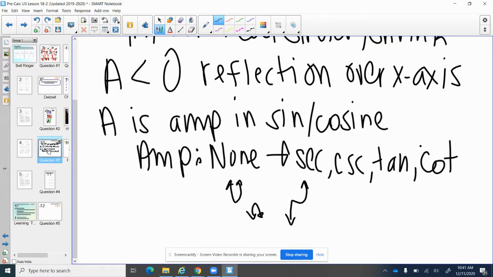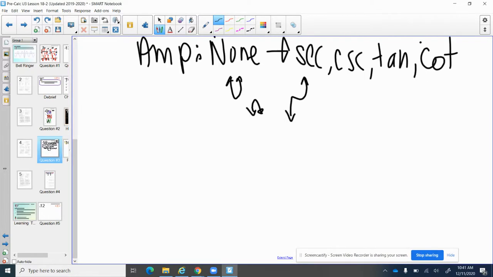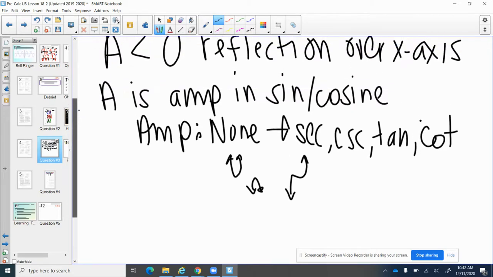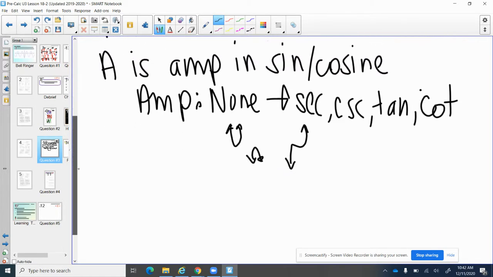They have that shape to them, going on forever and ever. So that's why officially your amplitude is none in secant, cosecant, tangent, and cotangent. It just affects the overall shape of your graph, like the stretch factor we talked about up here, which is still relevant.